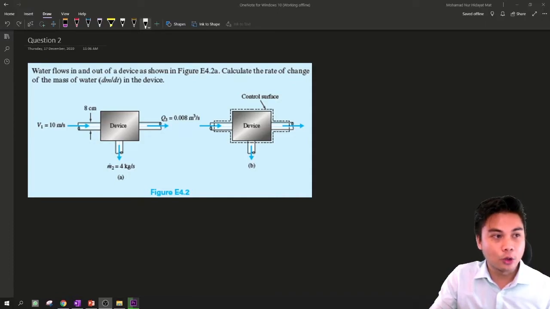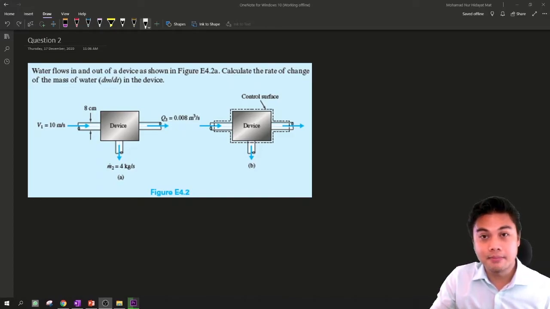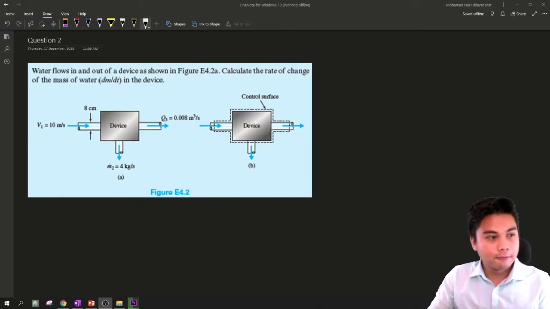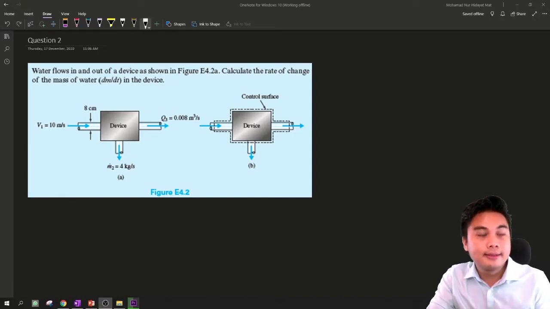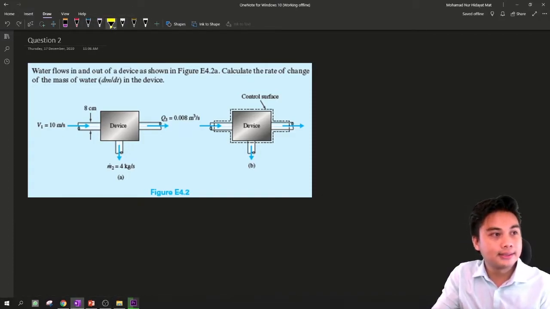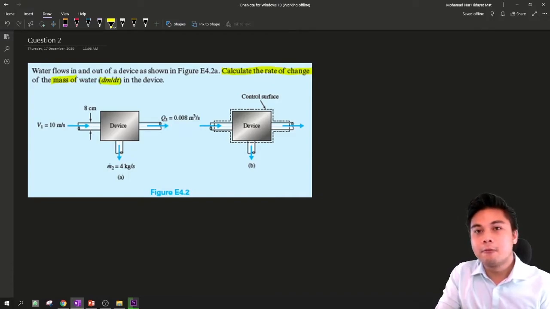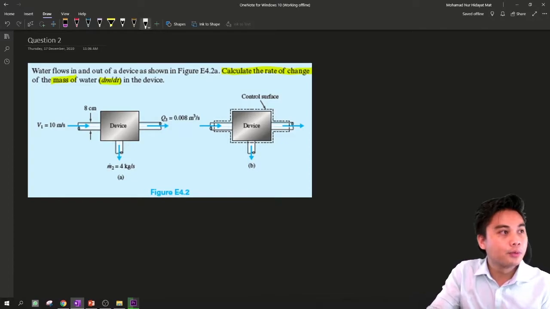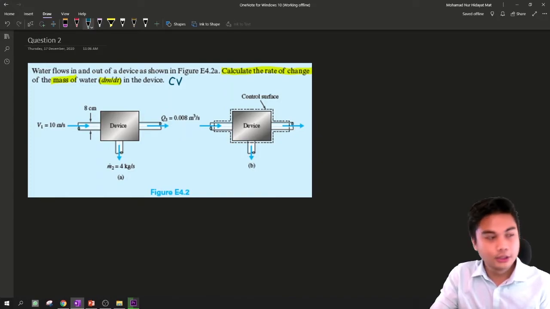So here is our control volume that consists of the control surface. Thus, we have the flux term and the control volume term. So the first step, we have to identify what the question asks. The question asks: calculate the rate of change of mass, which is dm/dt, for the control volume, which is this one.